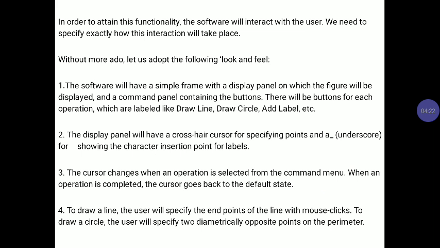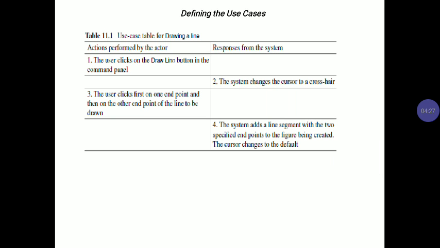This is an explanation of how to do all those things. The next is the use case table for drawing a line. I told you how the MVC architecture pattern is going to draw a line. In the use case table we have the actions performed by the actor and the responses from the system. What the user is going to do and what is the response for that user action.